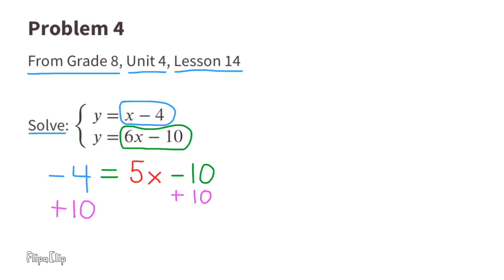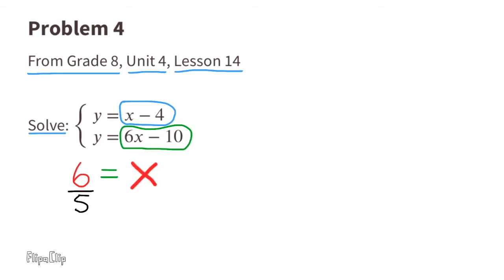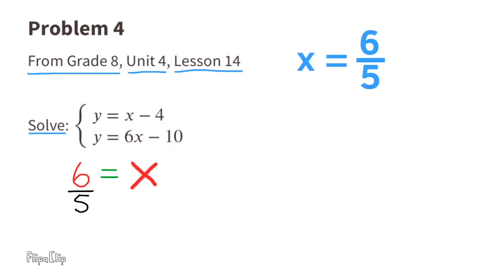Negative 10 plus 10, that's the same as 10 minus 10, they cancel each other out. Negative 4 plus 10, that's the same as 10 minus 4, that's 6. So now the equation reads 6 equals 5x. To find the value for 1x, we have to divide both sides by 5. 5x divided by 5 is 1x, or x, and 6 divided by 5 is 6/5. X equals 6/5. Now that we know the value for x, we can substitute the variable x with 6/5.